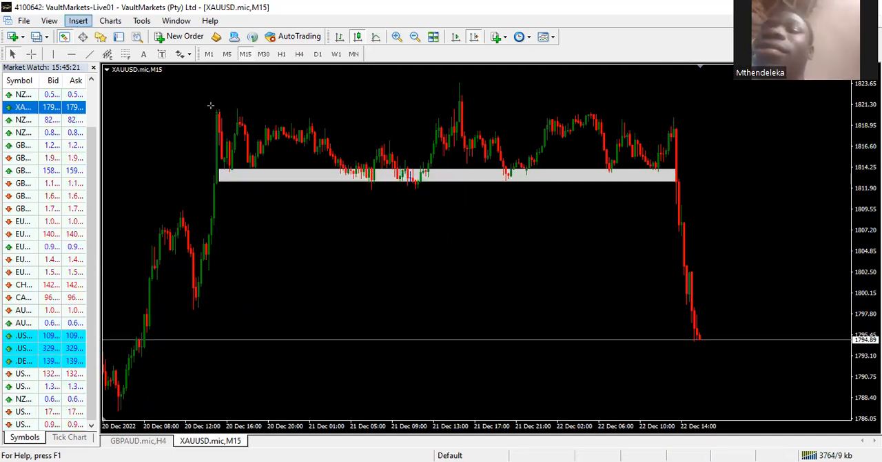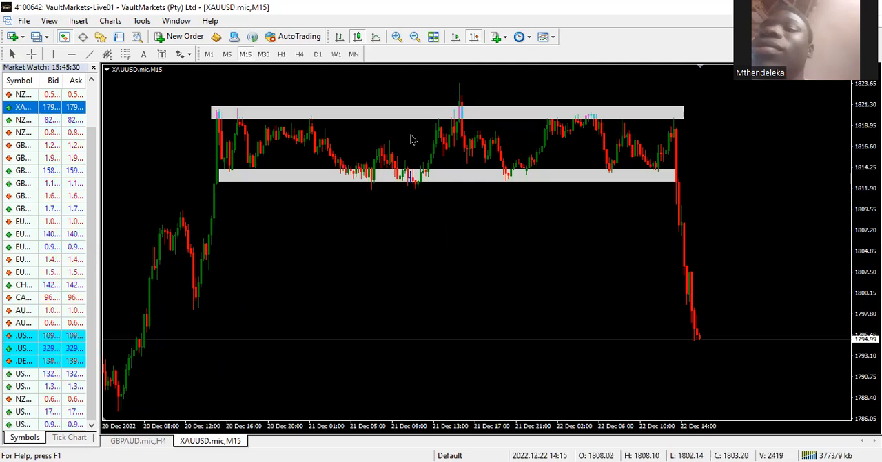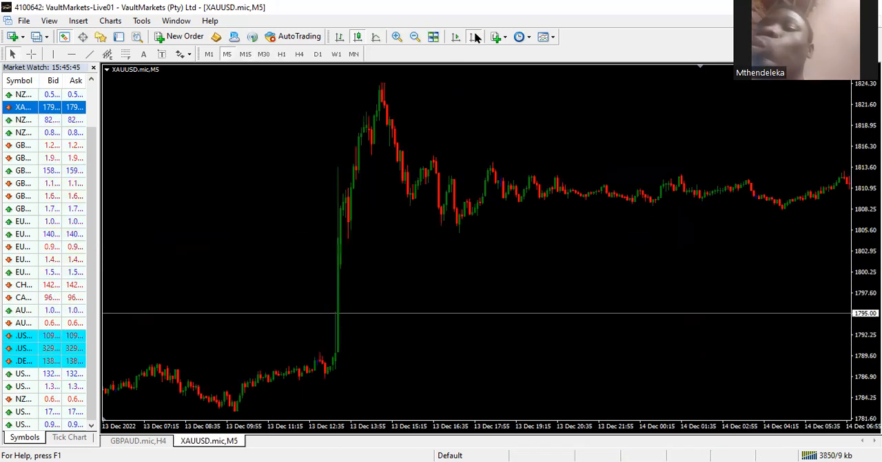This one, we cannot call this one a head and shoulder. You can see how huge it is here. Head and shoulder is just this formation, then you're done. So here we have consolidation without a breakout. But if we go to 5 minutes and check, we might have a retest.